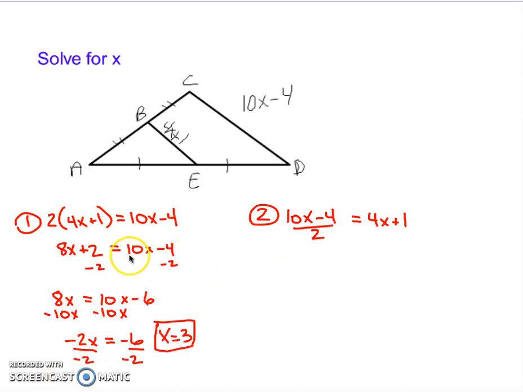So hopefully in your calculations you found the same answer as me. 4 times 2 equals 8x. 2 times 1 is 2. And we had that set equal to 10x minus 4. So you subtract the 2 from both sides. And we get 8x equals 10x minus 6. Then subtract the 10x from both sides. You get negative 2x equals negative 6. Divide both sides by negative 2, and you should get x equals 3.